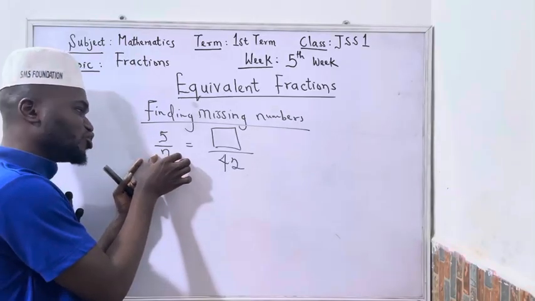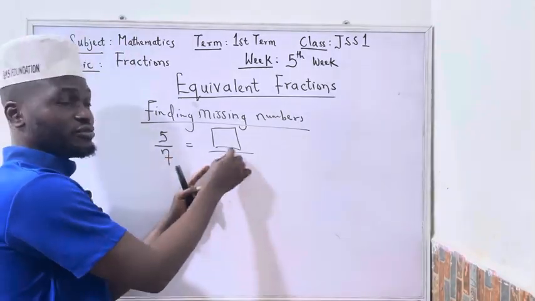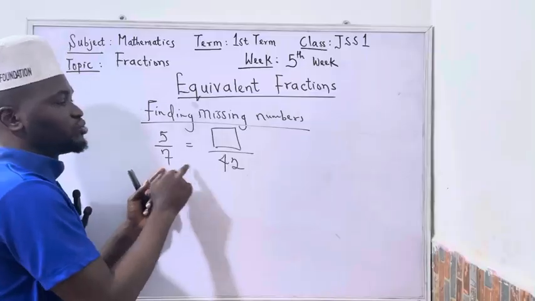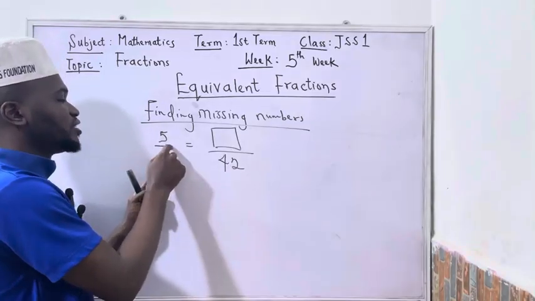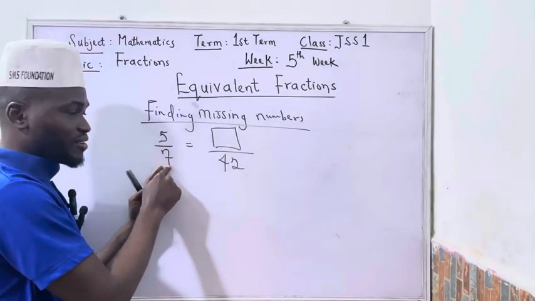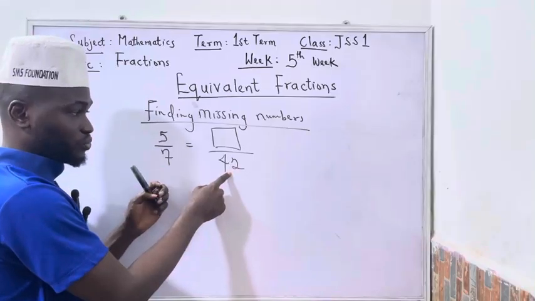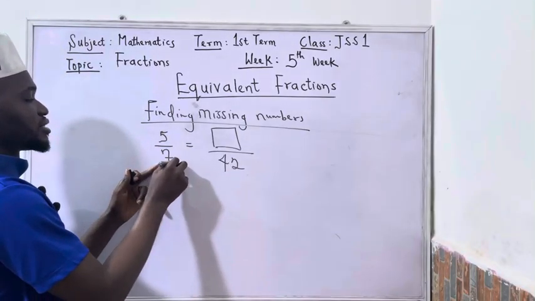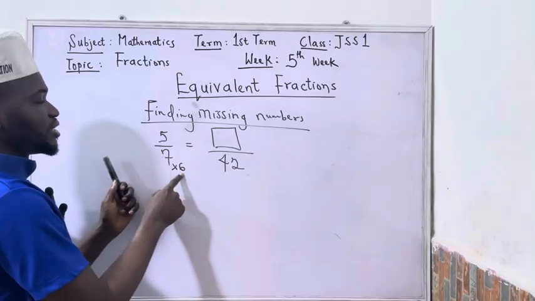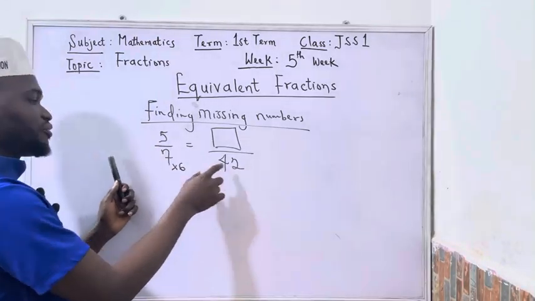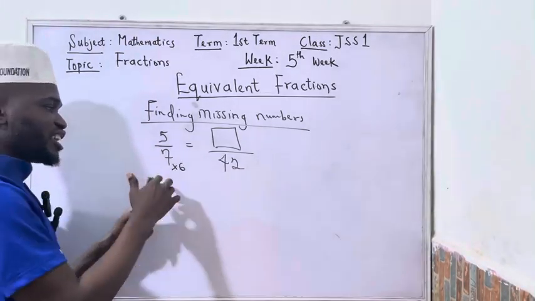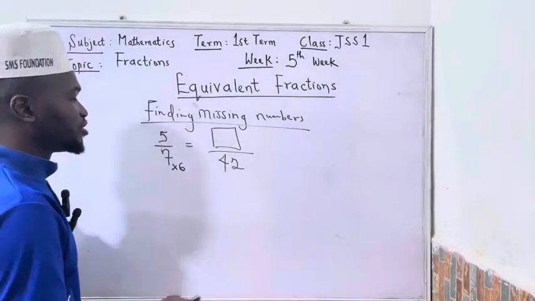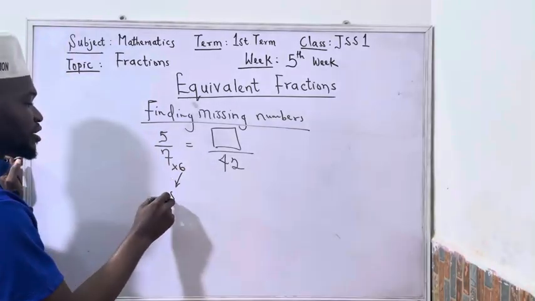You can see there is a denominator here, and we also have a denominator here. You can use this to generate this. So what have they done to 7 to generate 42? They have multiplied 7 by 6. You see, 7 times 6 gives me 42. Definitely, I will use this same 6. This 6 is known as the scale factor.